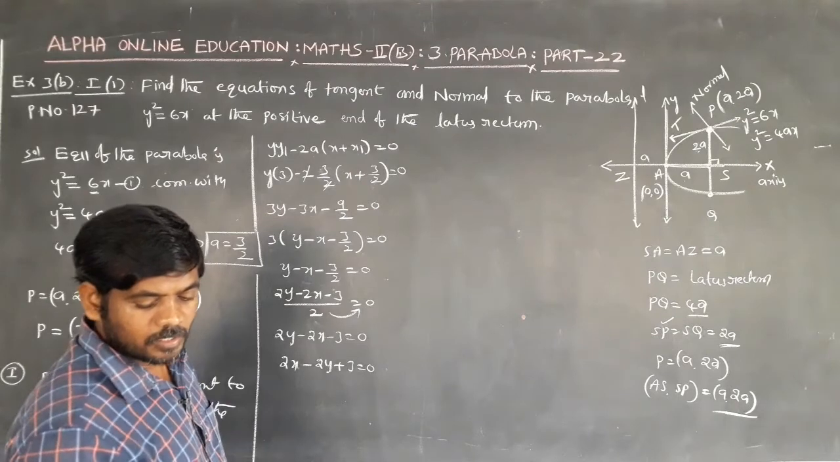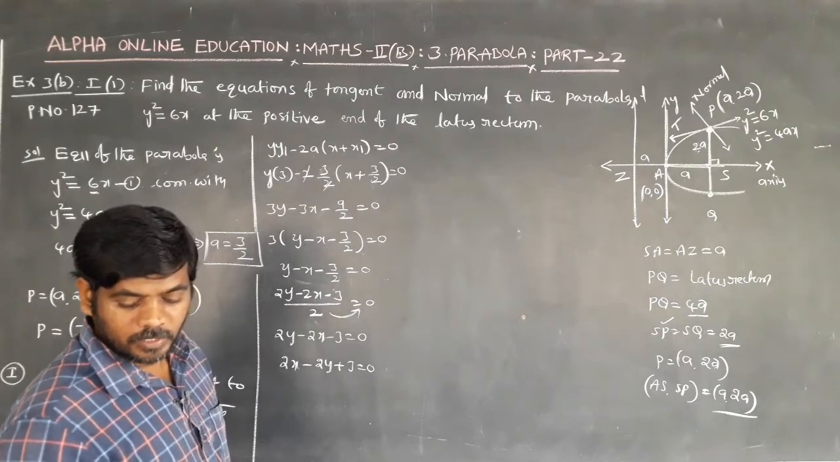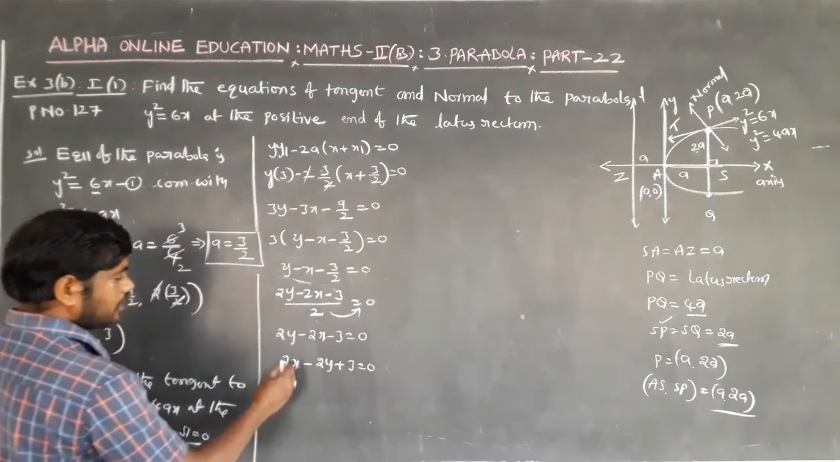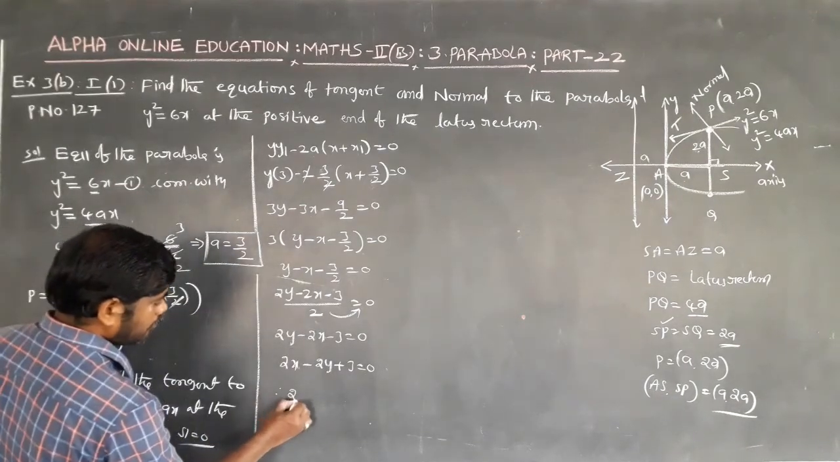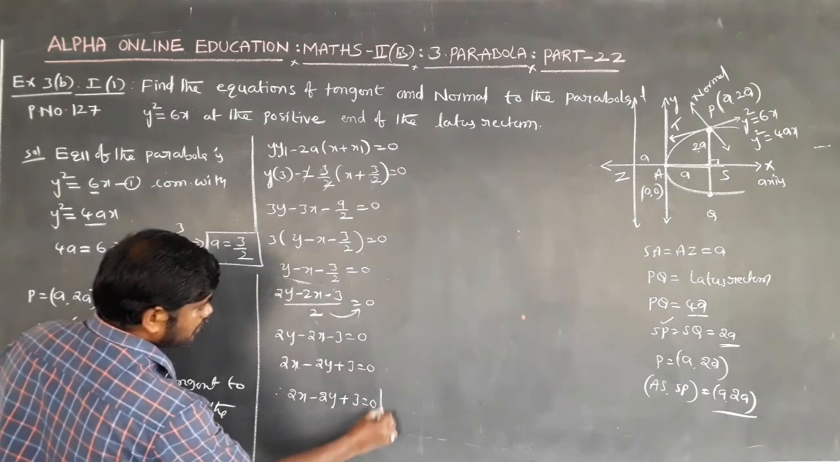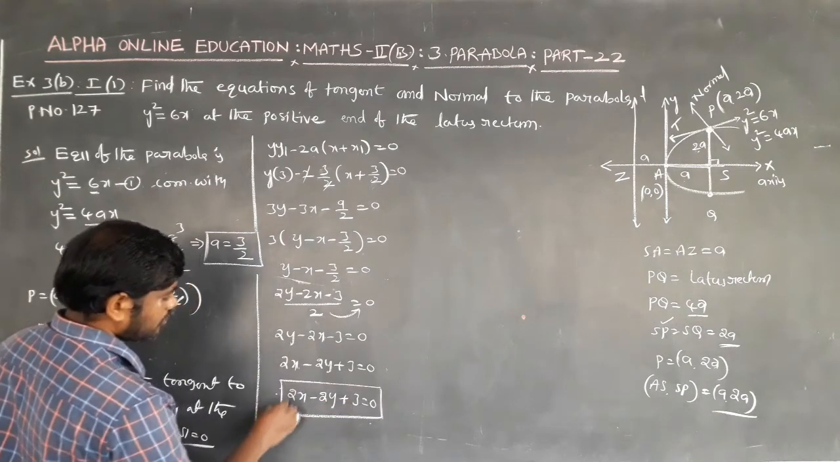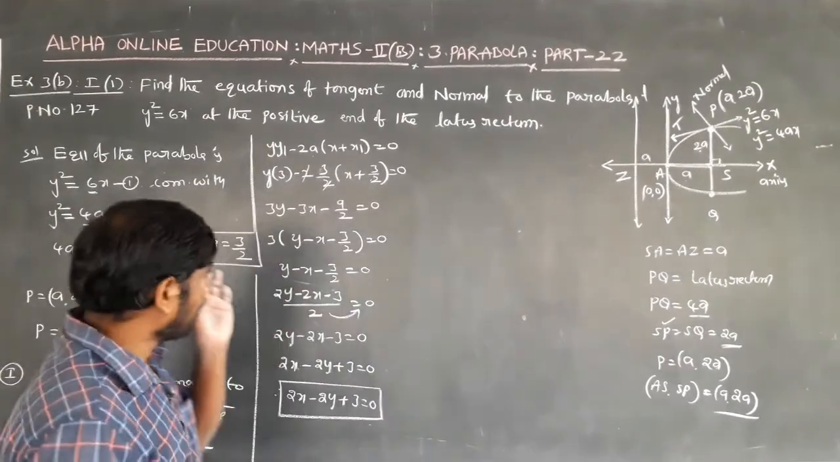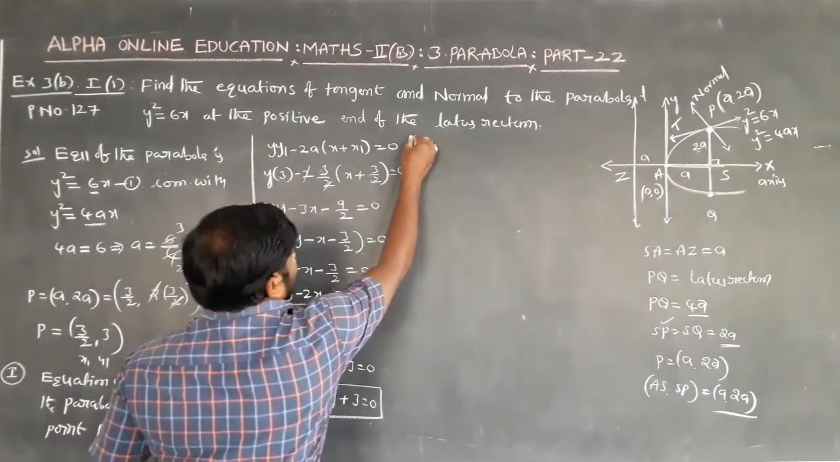This is the equation of the tangent. Equation of the tangent to the parabola: 2x minus 2y plus 3 is equal to 0.